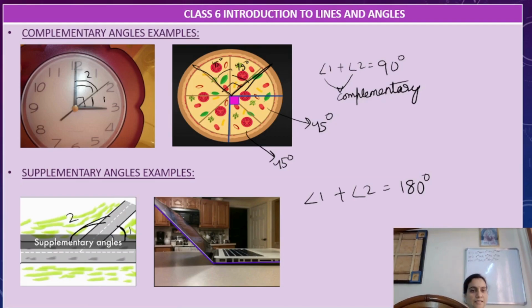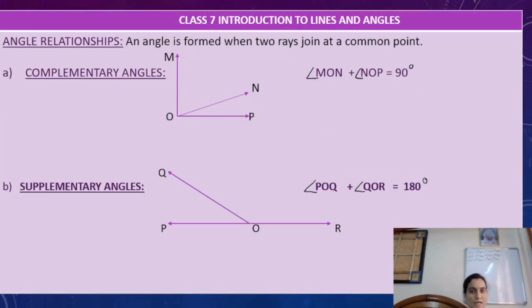Okay, now see some questions we have. Yes, an angle is formed when two rays join at a common point. We know that. Now complementary angle, here we see angle MON and angle NOP are 90 degrees. So suppose this is given as 20, then I can easily find angle MON. MON will be 90 minus 20, which is 70 degrees, right? So this angle here will be 70 degrees.